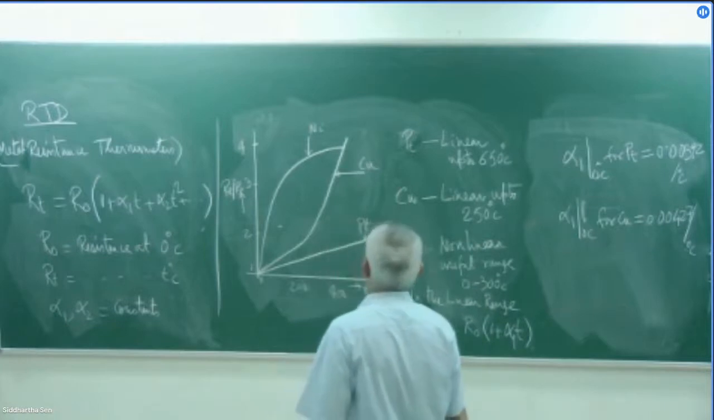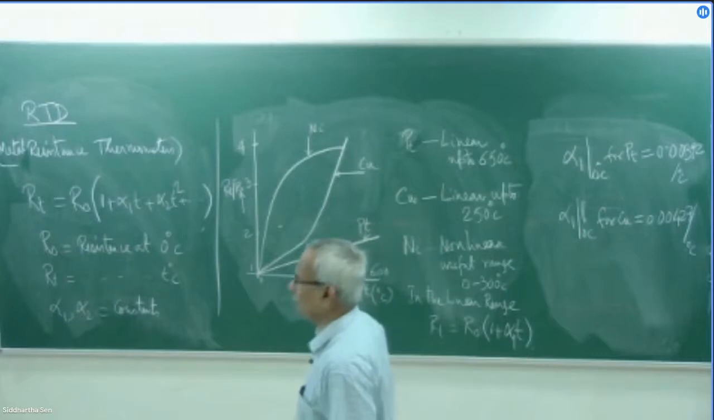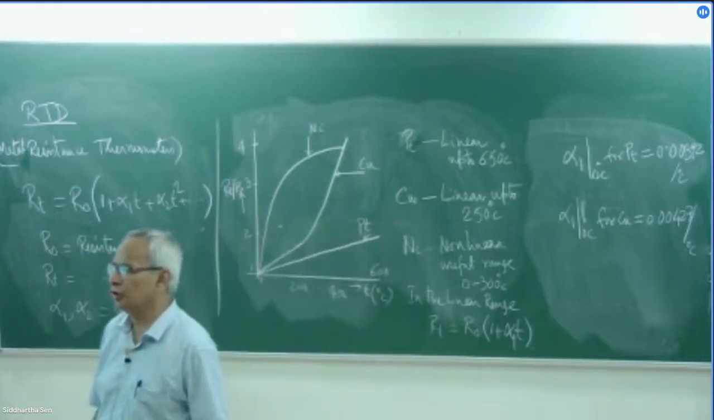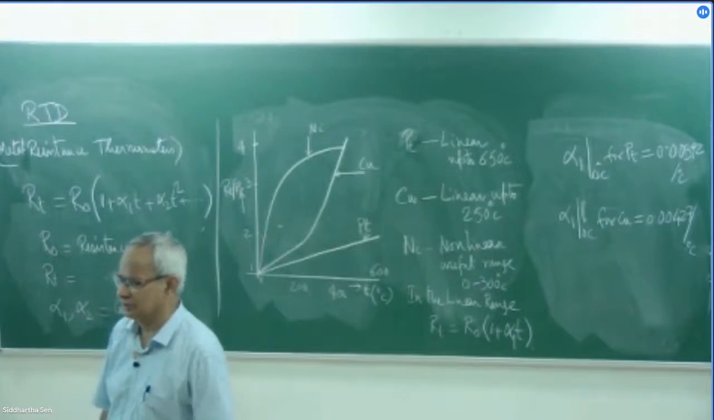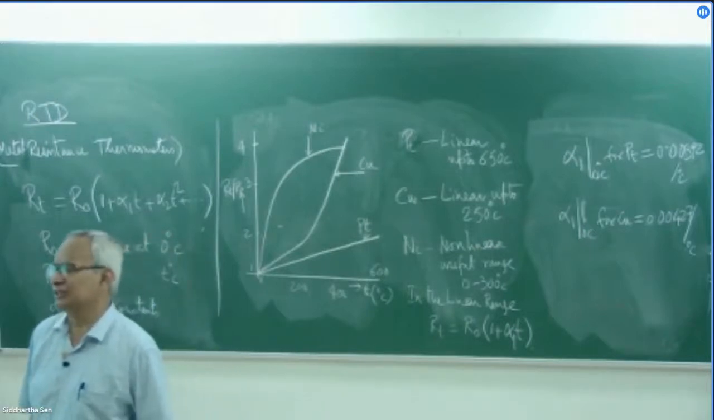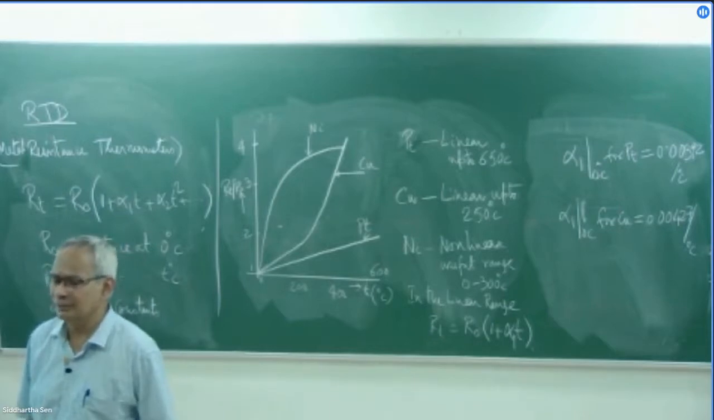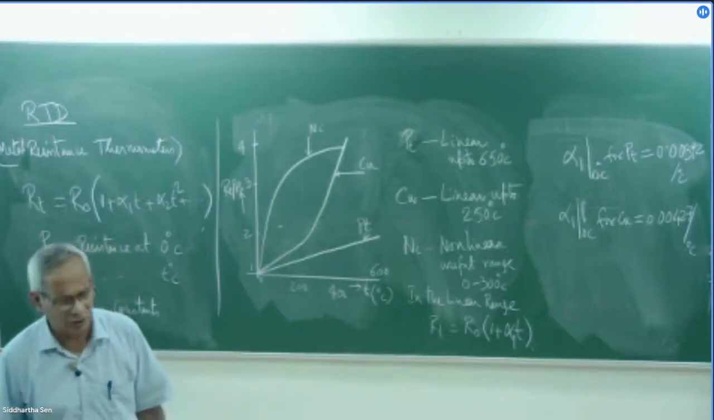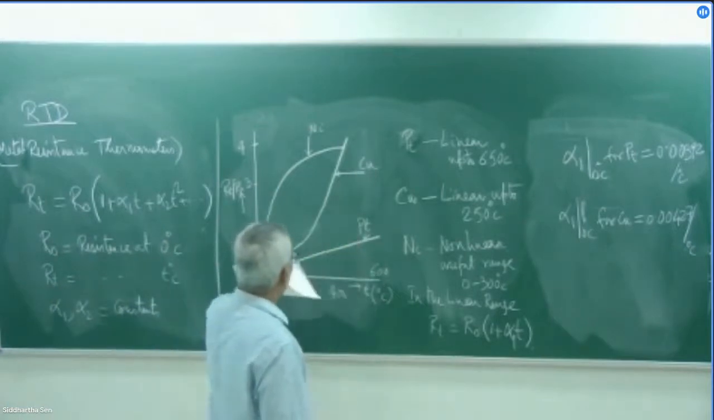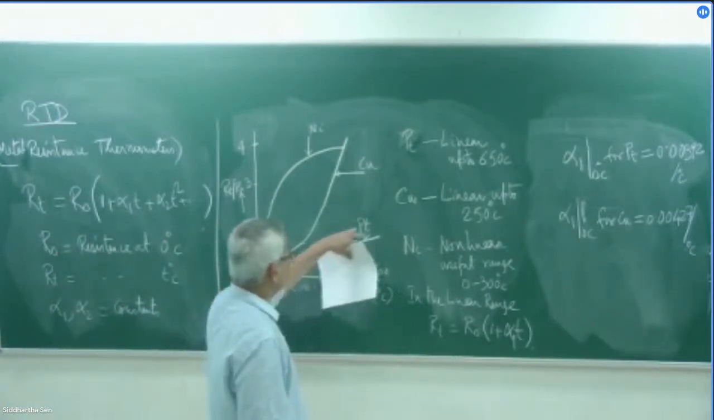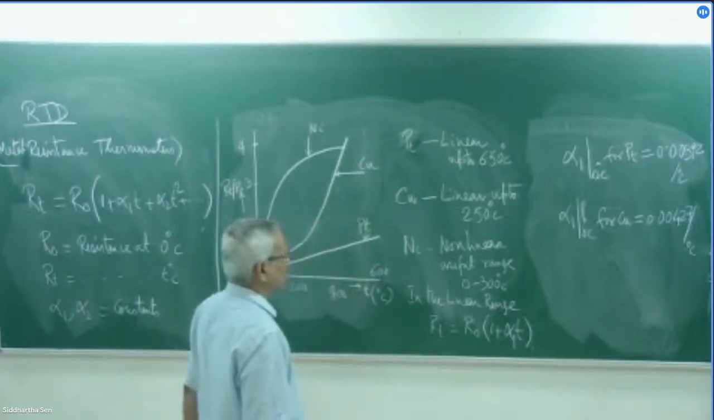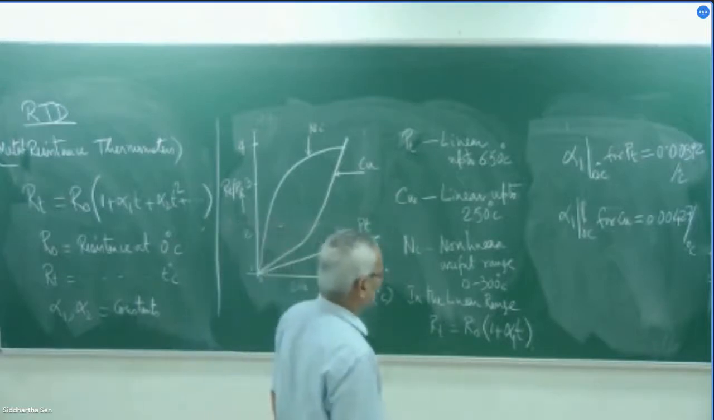So copper and platinum are the two useful RTDs, but copper is used for low temperature, up to 250 or something, and its sensitivity is higher. But the platinum has a lower sensitivity, though it is almost linear for all the ranges, that is, from 0 to 650 degrees Celsius.